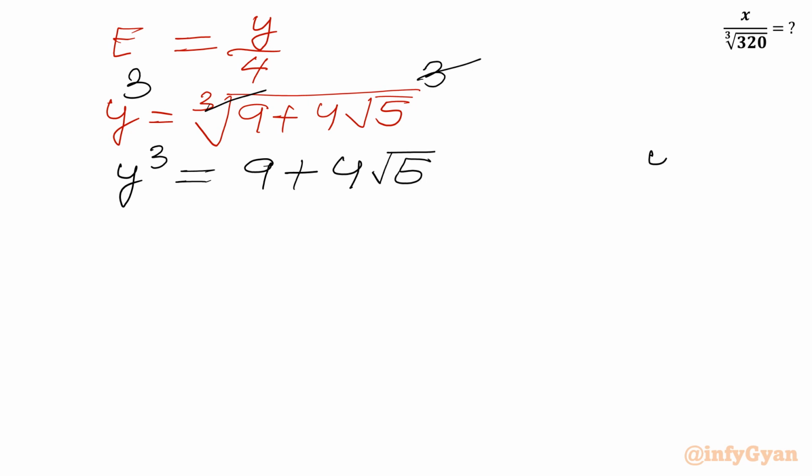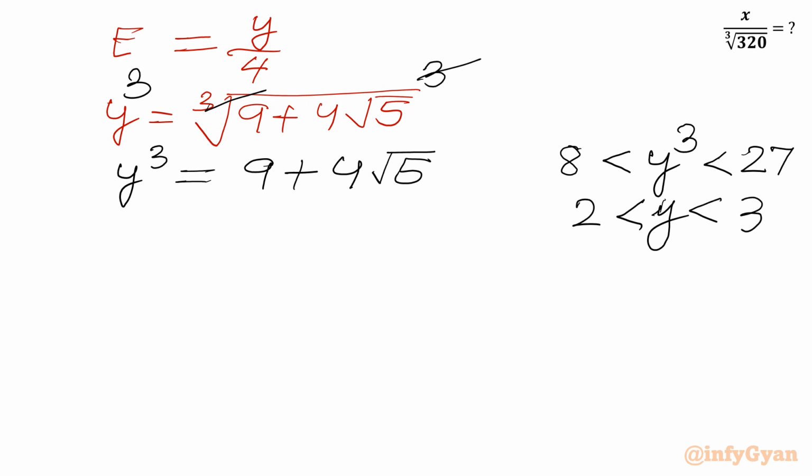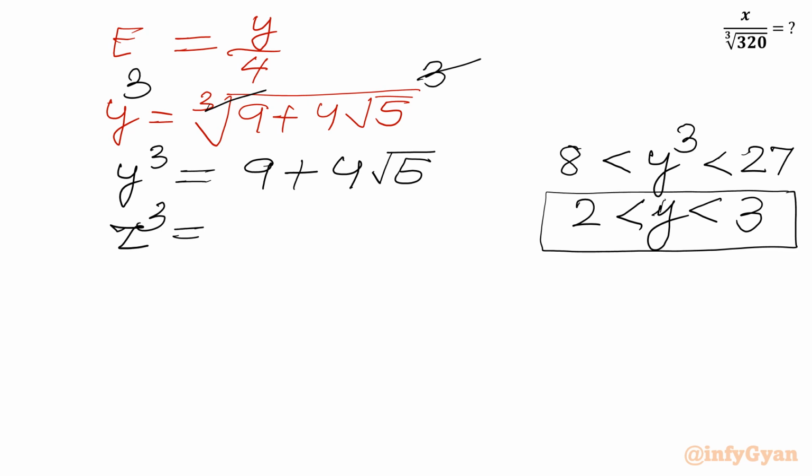Now 9 is greater than 8. So we can write y cube must be greater than 8. And 9 plus 4 root 5 is less than 27. So y cube will be less than 27. So from here we can conclude y will lie in the interval 2 and 3. Now I will assume z cube, which is the conjugate of y cube, 9 minus 4 root 5.